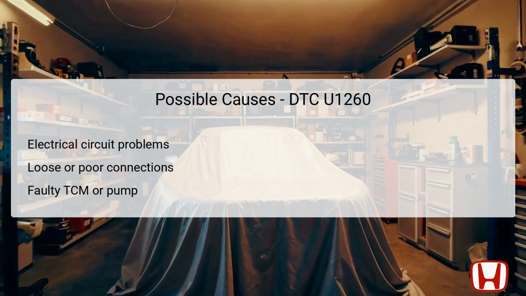Multiple potential causes are associated with DTC U1260, primarily focusing on electrical circuit integrity. One of the most common culprits is an electrical circuit problem, which impacts the communication signals sent between the auxiliary transmission fluid pump and the TCM. Additionally, poor connections or loose terminals in the wiring harness connecting these components can disrupt this critical communication. Furthermore, either the TCM or the auxiliary transmission fluid pump may be malfunctioning. Since this DTC specifically indicates a communication issue without mechanical fault, it becomes imperative to investigate these electrical connections thoroughly to determine the root cause of this failure, thus ensuring accurate diagnosis.